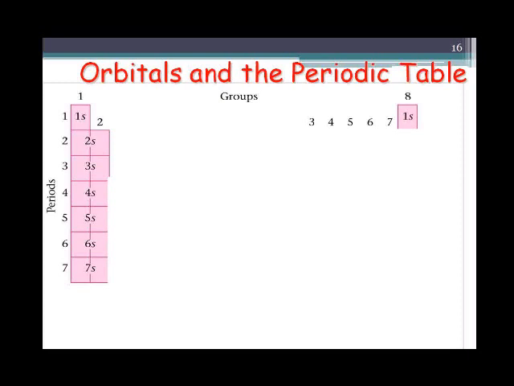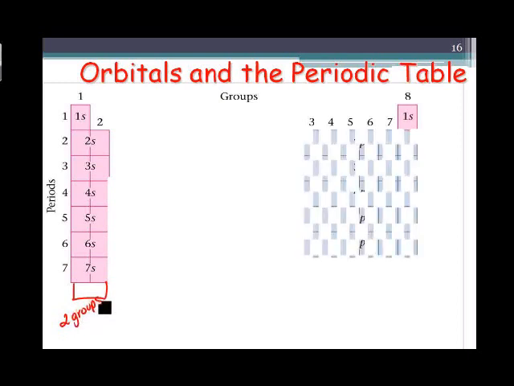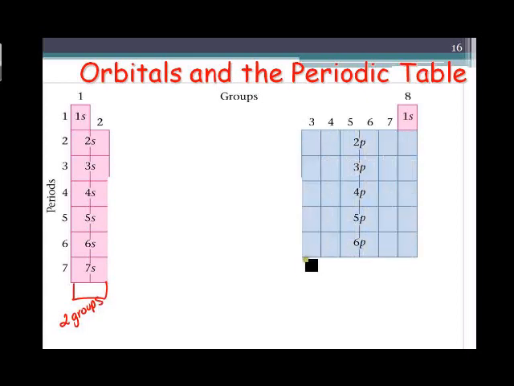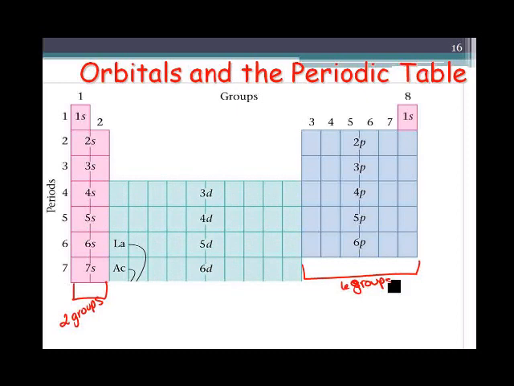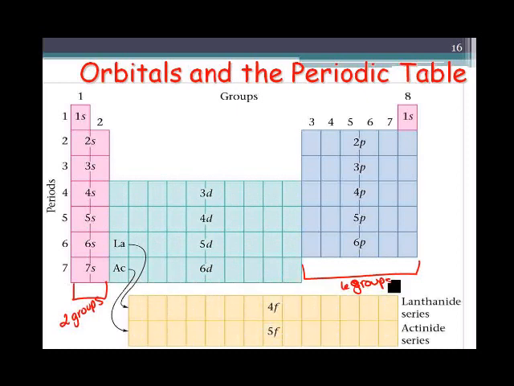We can use the periodic table to help us determine where orbitals are. If we look, this first block over here is called the s block. All of the s orbitals are in the first 2 groups of the periodic table. The groups along the far side, so the far right 6 groups, are the p block. The middle section is the d block, and at the bottom we have our f block.